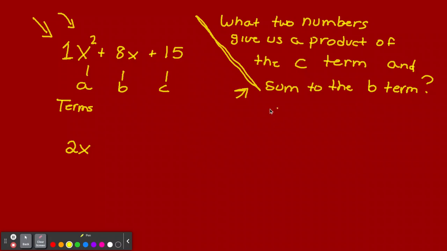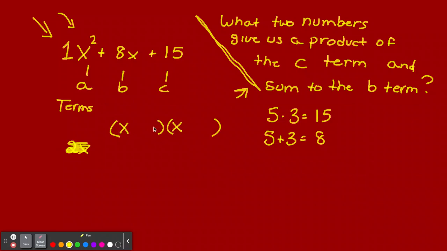We know that 5 times 3 is 15, and 5 plus 3 gives us 8. So we're going to use those two numbers. We'll get rid of that, and we know that when we factor trinomials, we always have to have two x's in our binomials.